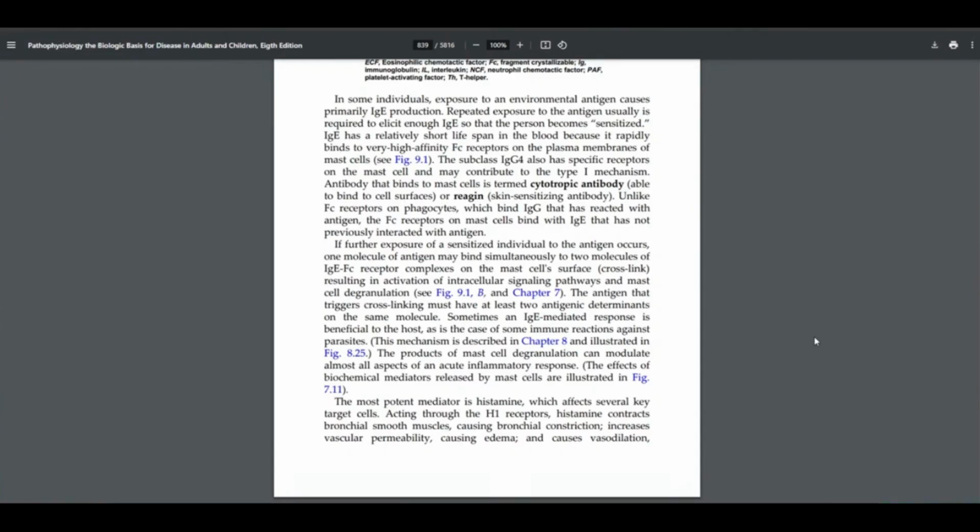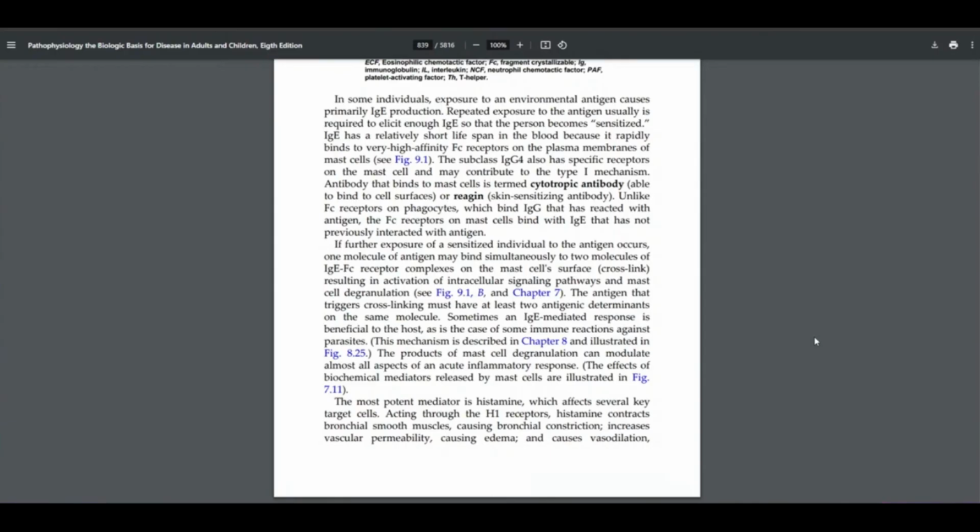Antibody that binds to mast cells is termed cytotropic antibody, able to bind to cell surfaces, or reagin, skin-sensitizing antibody. Unlike Fc receptors on phagocytes, which bind IgG that has reacted with antigen, the Fc receptors on mast cells bind IgE that has not previously interacted with antigen. If further exposure of a sensitized individual to the antigen occurs, one molecule of antigen may bind simultaneously to two molecules of IgE Fc receptor complexes on the mast cell surface. They're cross-linked, resulting in activation of intracellular signaling pathways and mast cell degranulation.